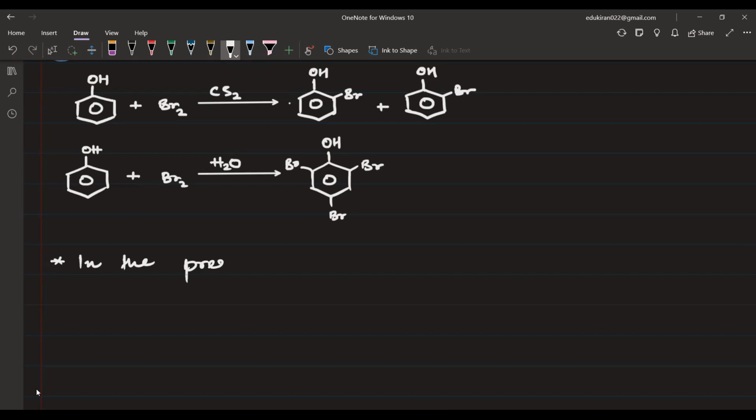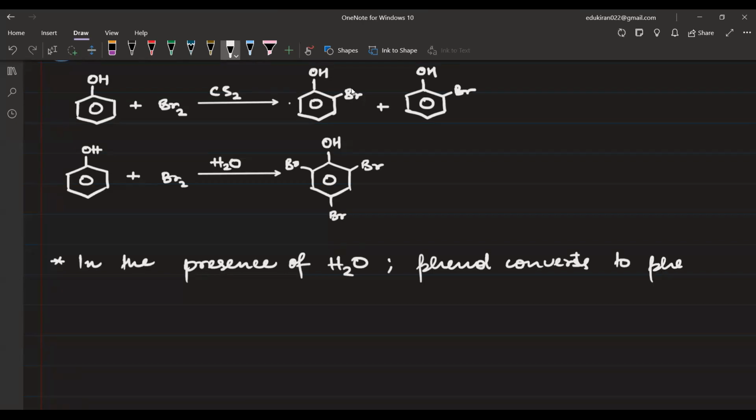In the presence of water, phenol converts to, okay, which is a better acid, phenol or water? Tell me. Loudly, after chat, please loudly after chat. Phenol converts to phenoxide ion.